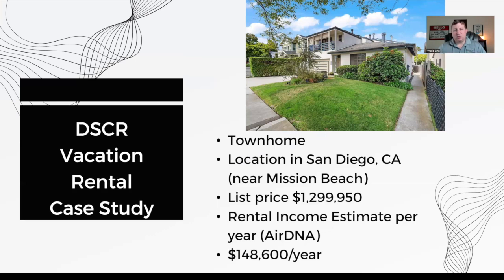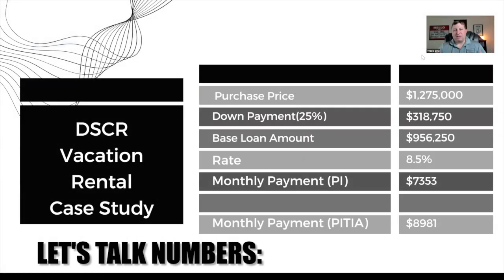So in the industry, we use a report from AirDNA. That's a company that provides Airbnb type reports for the rental income potential of certain properties. So there's other companies that do something similar, but AirDNA is the big one in the room that most lenders will utilize for these types of loans. And so when this report was run, it showed a rental income estimate of $148,600, which is pretty substantial. Okay. This is what that breakdown would look like.